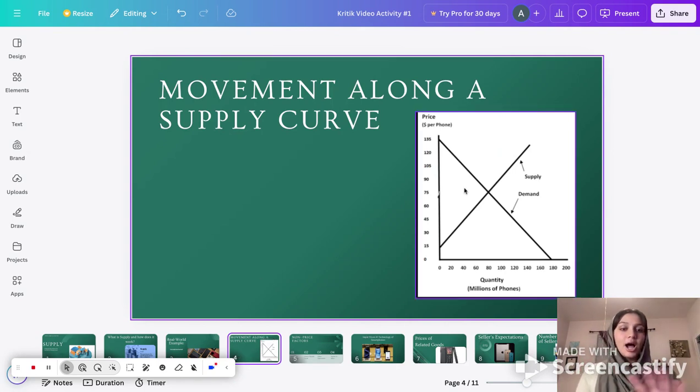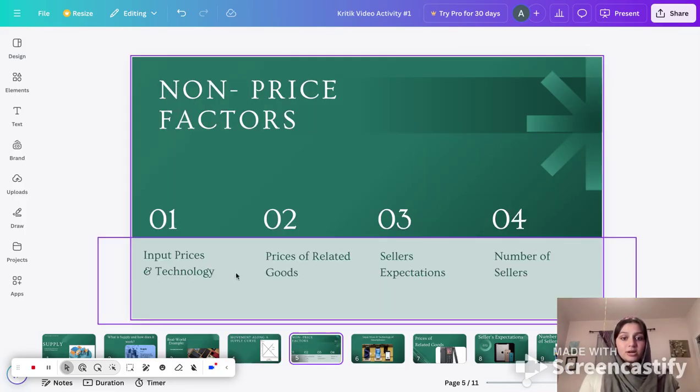This is a graph that I just found. It's just not accurate, but as we see, as prices get higher, there's a movement along a supply curve, which means there's more iPhones that are getting ready to sell. But if we go down the price and see if it's at $15, there's less iPhones that are getting ready to sell. So this is a movement along, so this is quantity supplied.